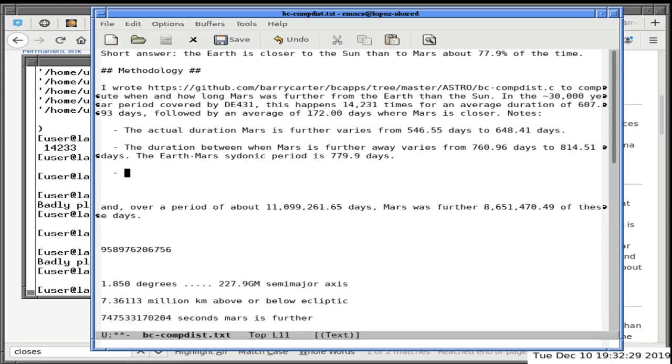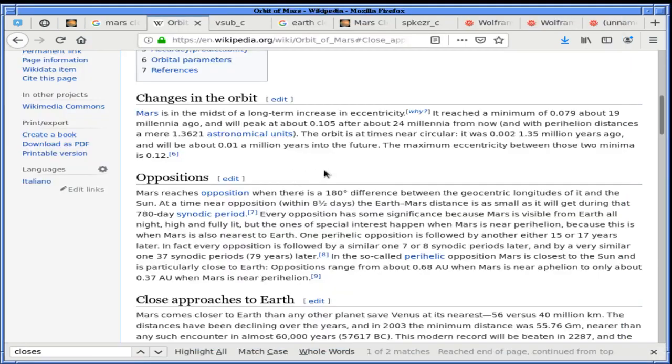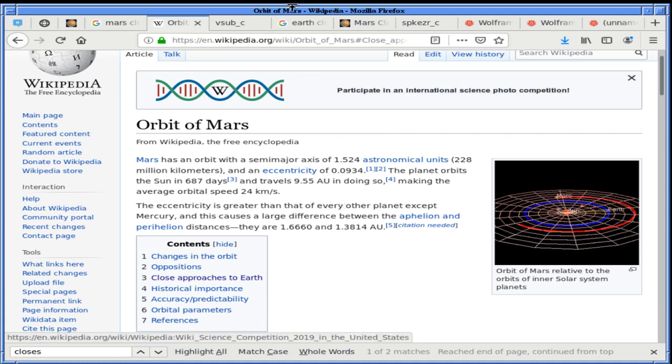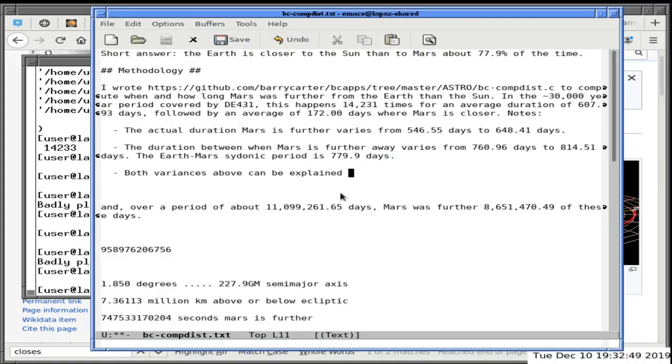Both variances above can be explained by the eccentricity of Mars' orbit. Now I want to make sure that's actually correct before I say that. Wow, that is really high. By the eccentricity of Mars' orbit. Yeah, belonging to Mars.